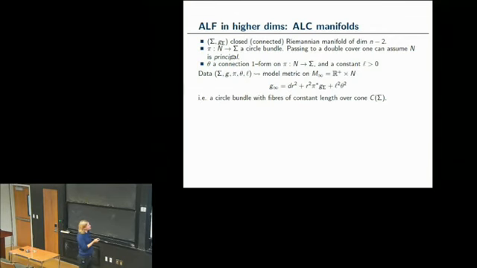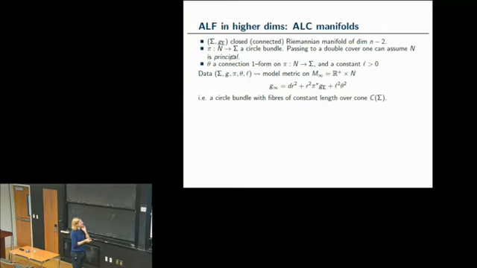I don't really think that's a very descriptive word, but you'll see it generalizes ALF in a natural way. So I start off with a closed, and in our case, because of Ricci-flat, connected Riemannian manifold, of dimension n minus 2. Over that, I take a circle bundle. At the beginning I don't necessarily assume it's principal, but if I pass to a double cover, then up to some other things, I might as well assume that I've got a principal bundle. And then I want a connection form on my principal bundle and a positive constant that will give me a length.